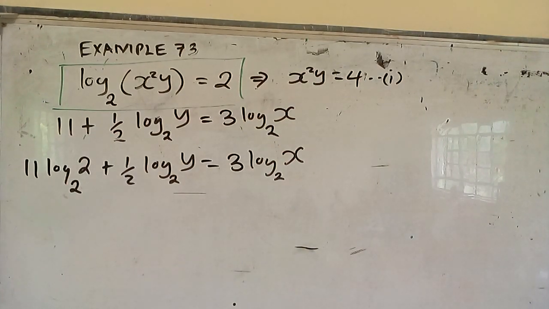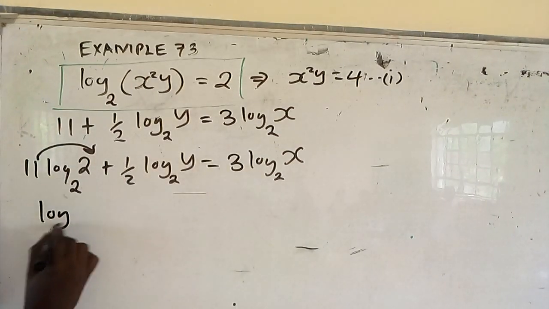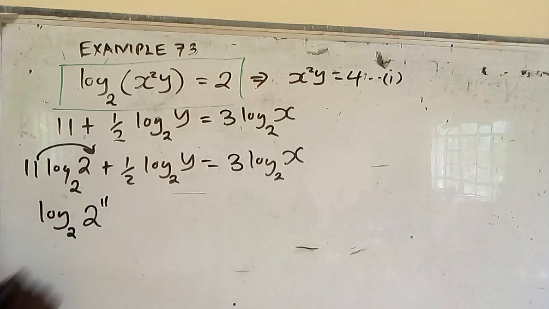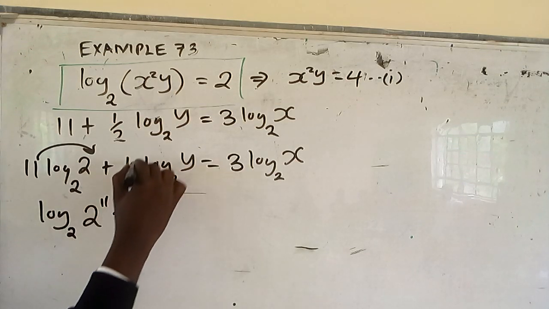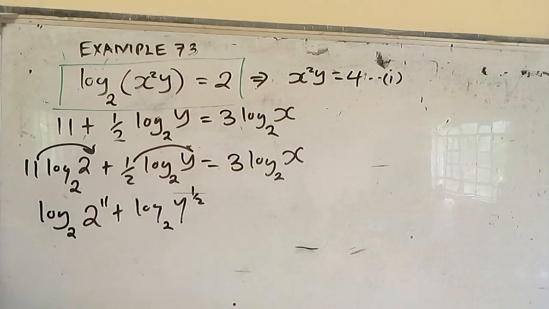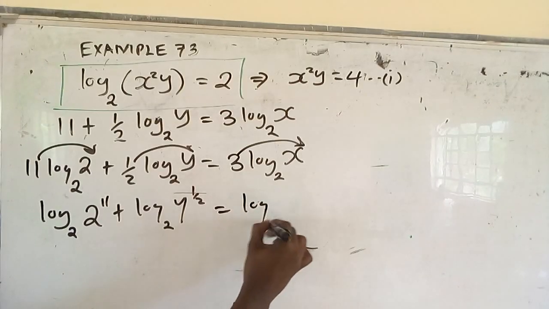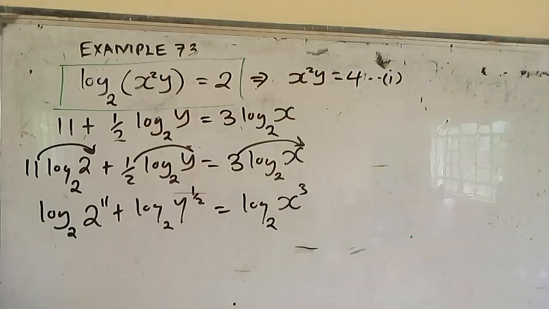Then after that, what do we do? We get rid of the coefficient. So this 11 becomes the power. So that is log 2 raised to power 11 to base 2. Then plus this a half becomes the power. That is log y raised to power half to base 2. That one is equal to this 3 becomes the power. That is log x cubed to base 2.